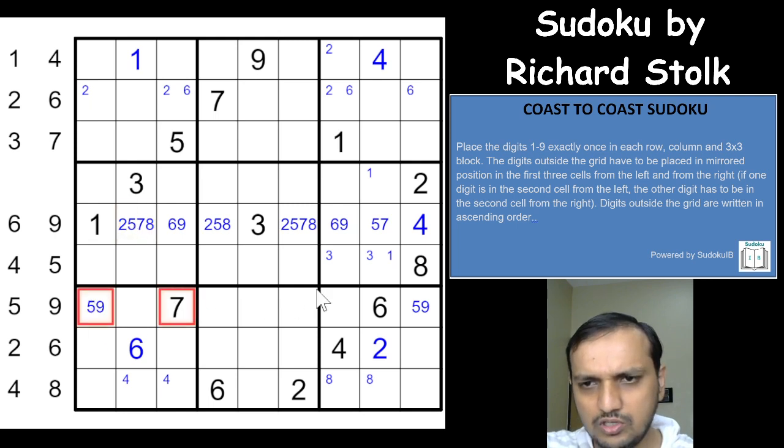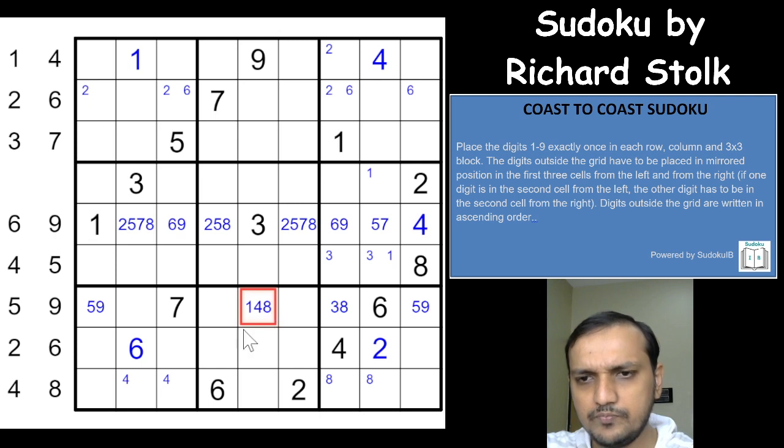Can use this also here. 5 9 6 7. 1 2 3 4 and 8. 2 4 1. This is 3 8. 2 3 1 4 8. 3 1 2 4 and 8.